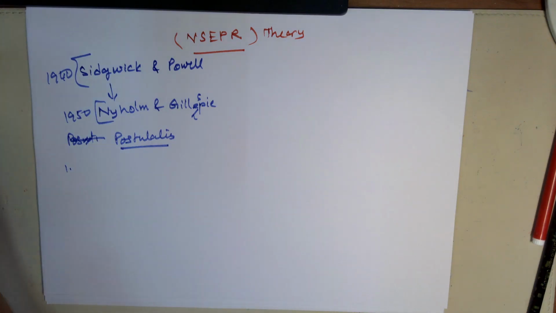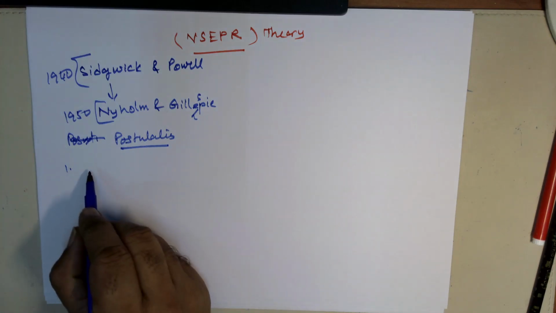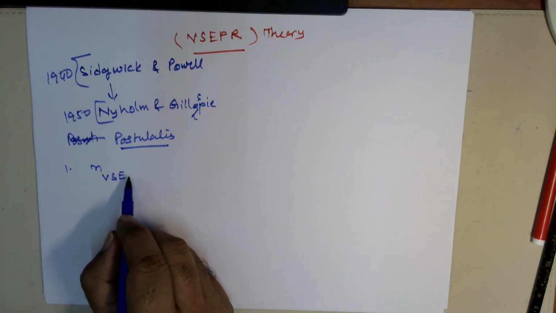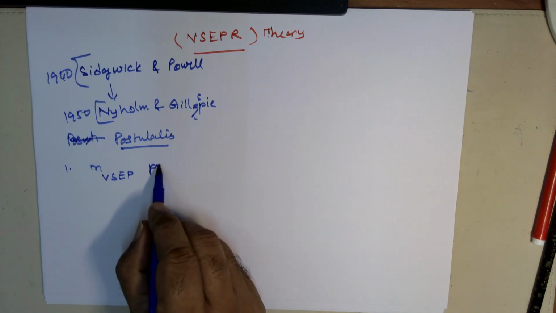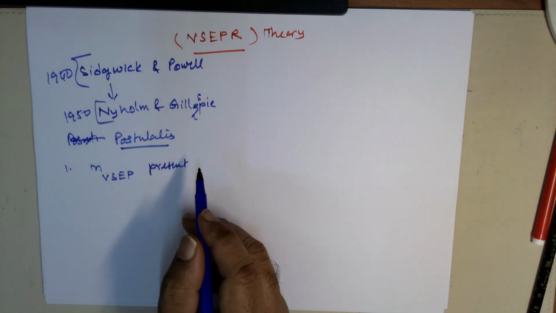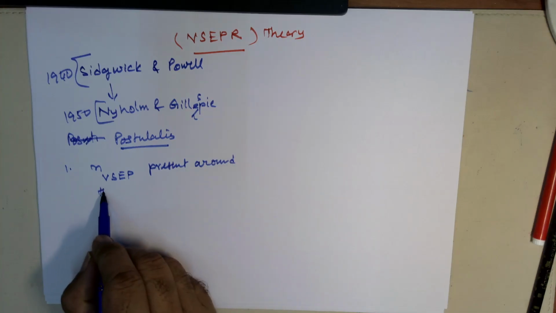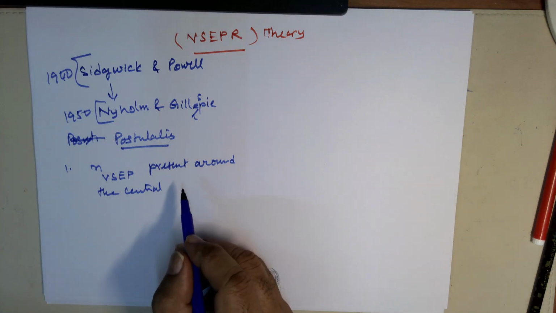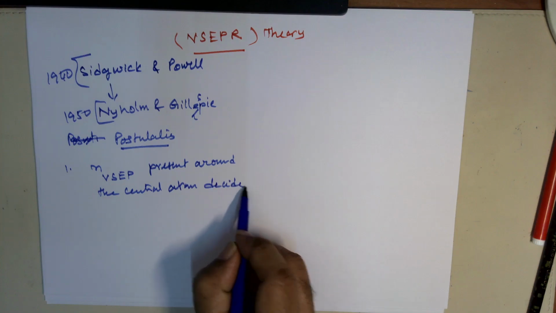The number of valency shell electron pairs present around the central atom decides the shape of the molecule.